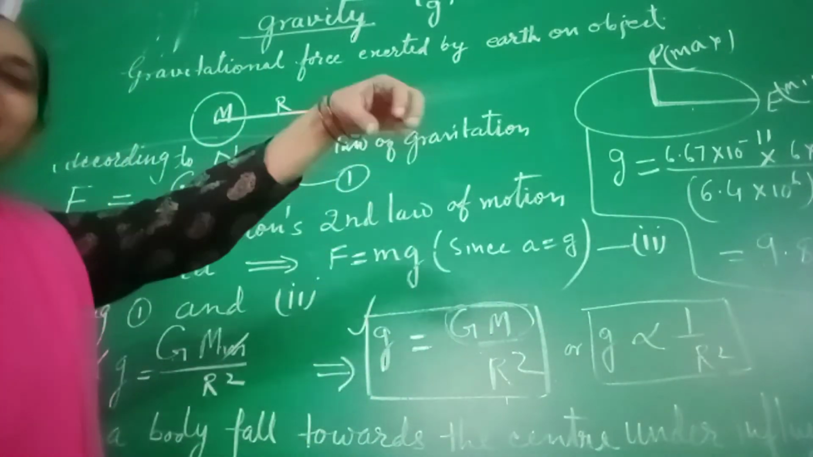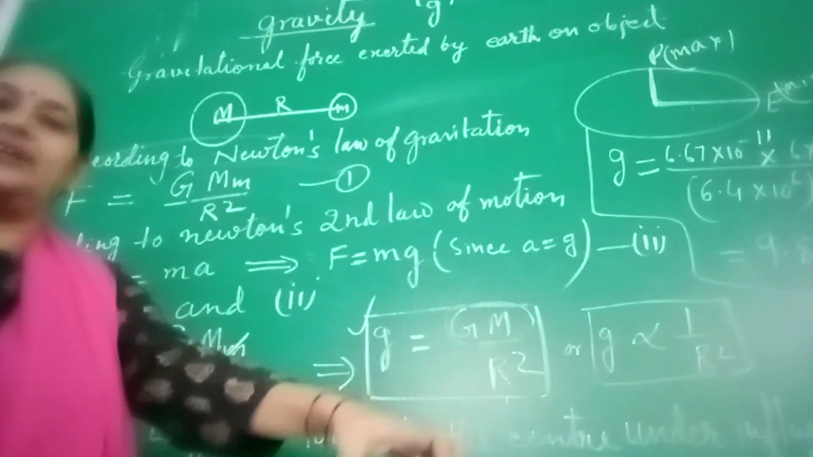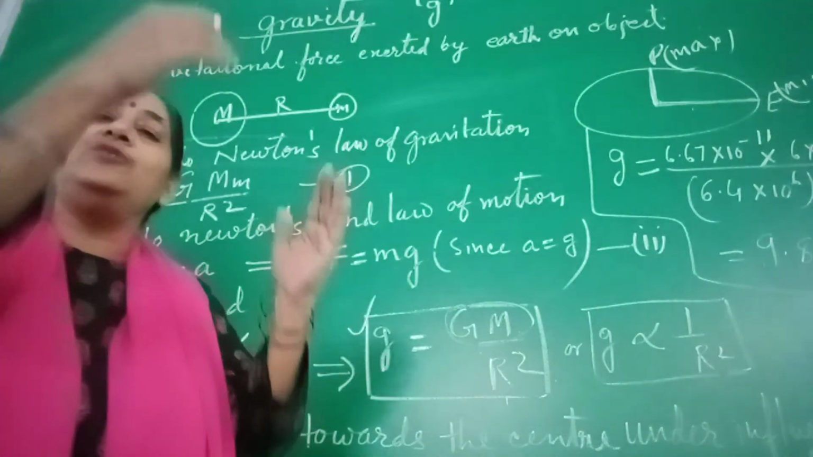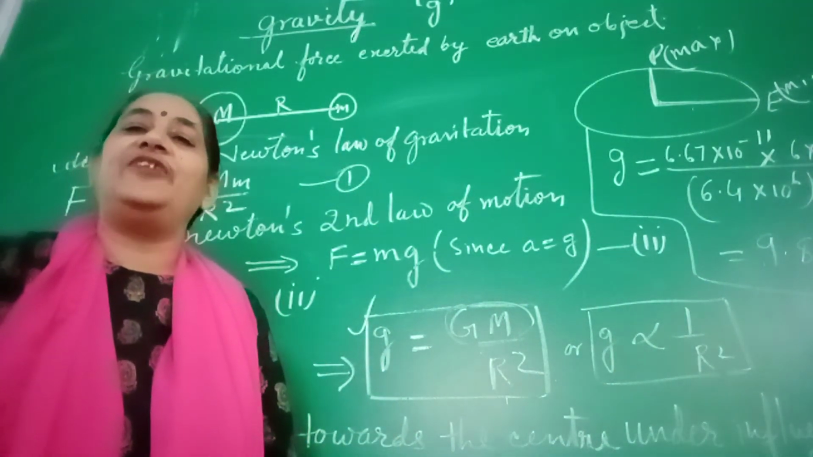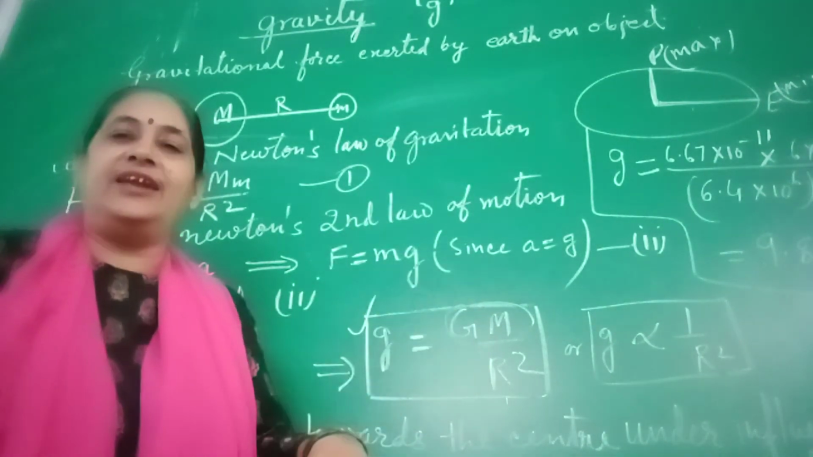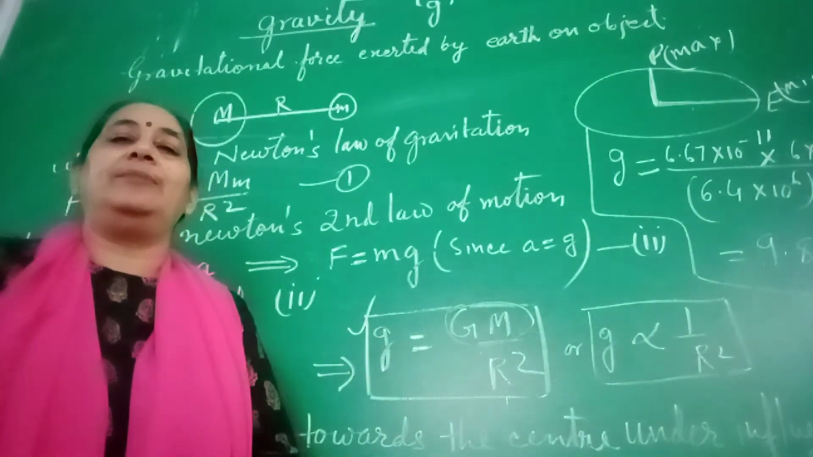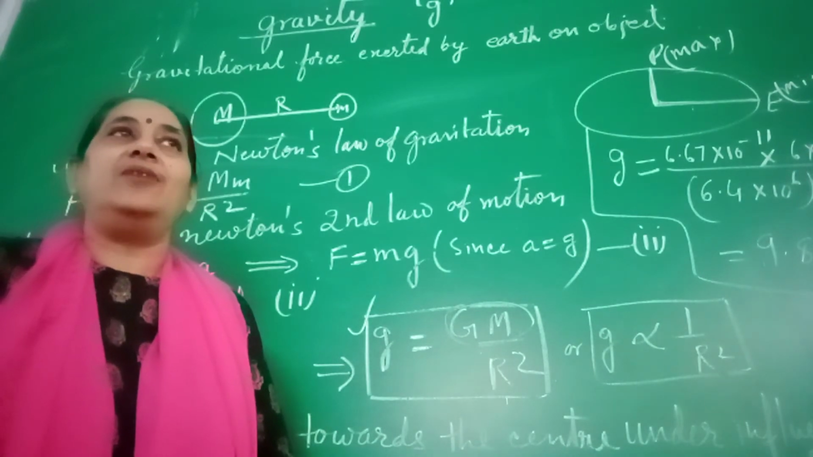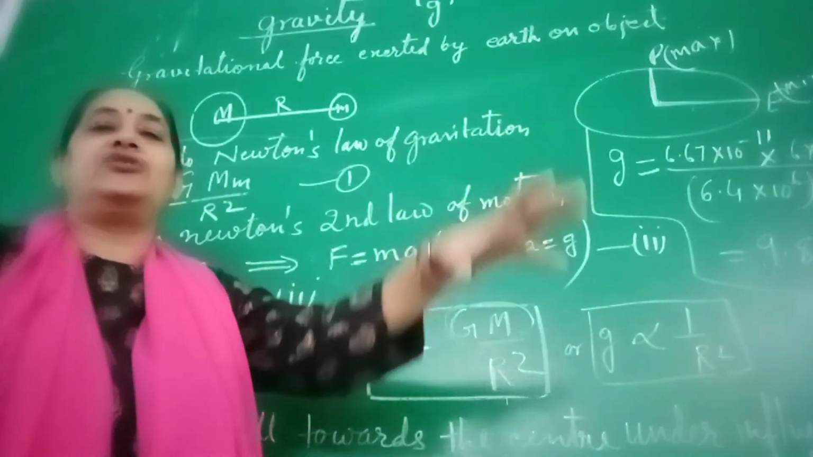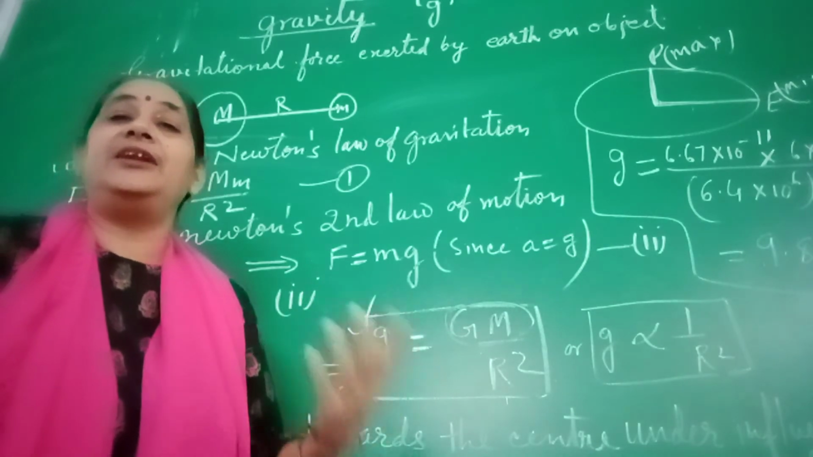When an object falls to the ground, suppose we are releasing the object from a height, then the object falls under the action of gravity. If a body falls towards the center under the influence of gravity, it is called free fall. A special name is given to it: free fall. For a freely falling body, it does not depend upon the mass of the object. If in a vacuum objects are dropped from the same height, you will see they drop at the same time. They are independent of mass.